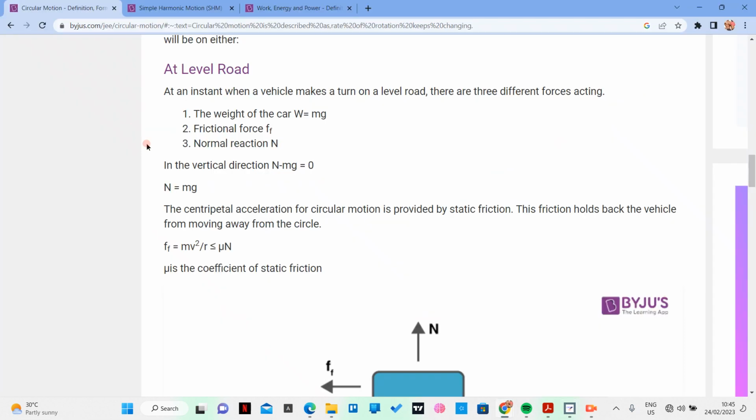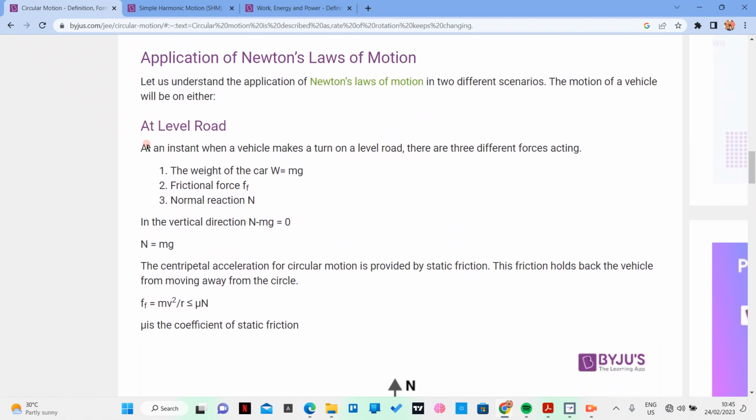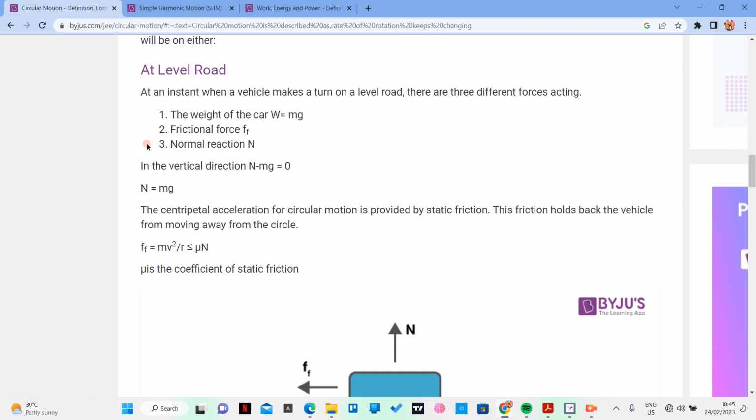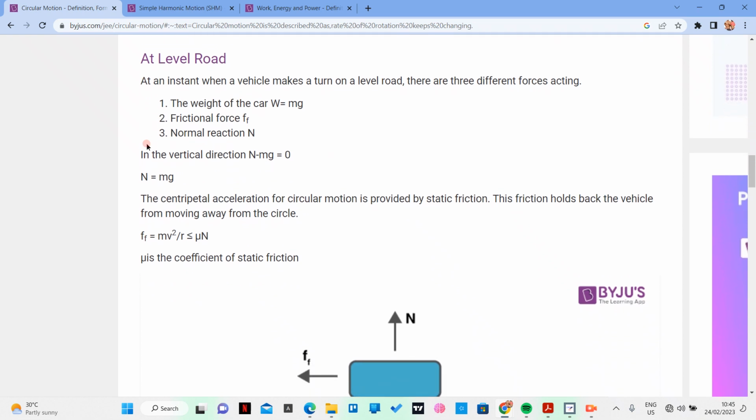Now, there are three major forces that we should take note of here. We have the weight of the car, because we are dealing with a car now, or a motorcycle. You have the weight of the car or the motorcycle, you have the frictional force, and then you have the normal reaction. Take note that in the vertical direction, for a normal road, your normal reaction is always equal to your weight. Your weight is the one that leads to the reaction from the ground, so it has to be equal to it.